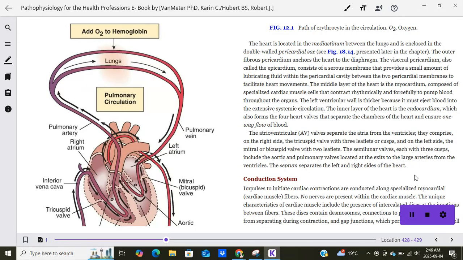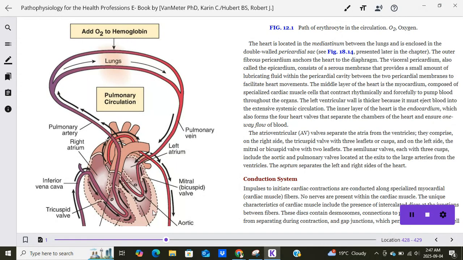The heart is located in the mediastinum between the lungs and is enclosed in the double-walled pericardial sac, see Fig 18.14, presented later in the chapter. The outer fibrous pericardium anchors the heart to the diaphragm. The visceral pericardium, also called the epicardium, consists of a serous membrane that provides a small amount of lubricating fluid within the pericardial cavity between the two pericardial membranes to facilitate heart movements.